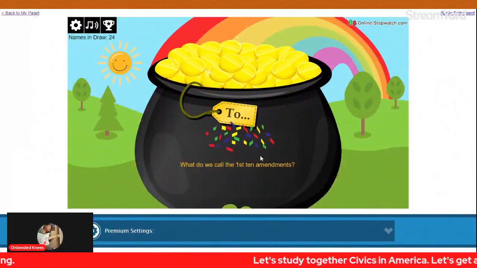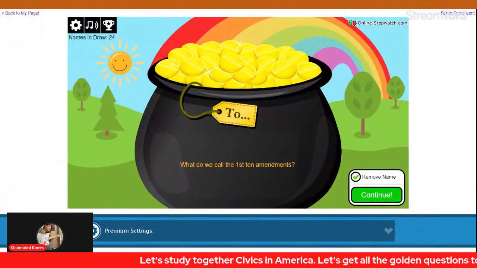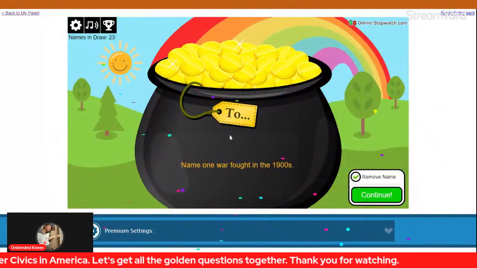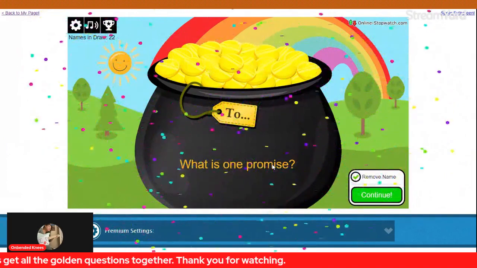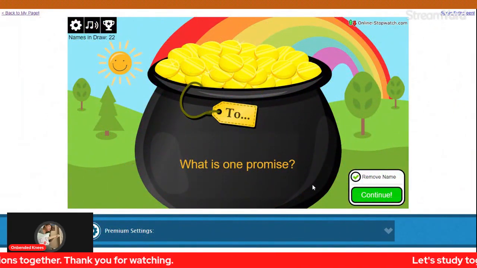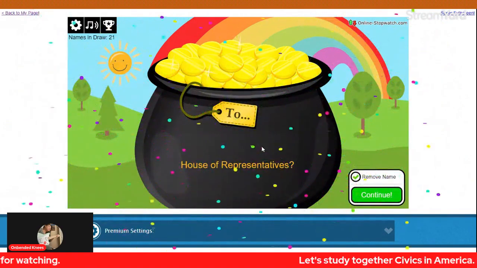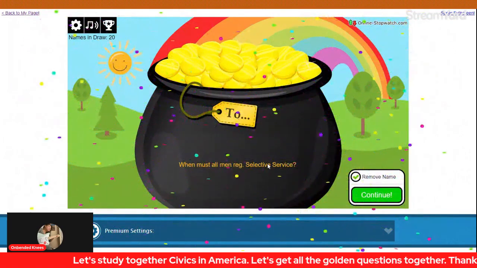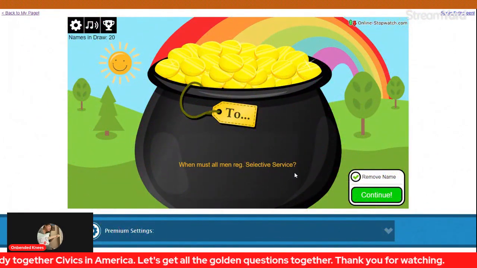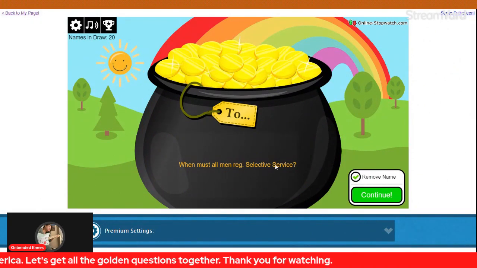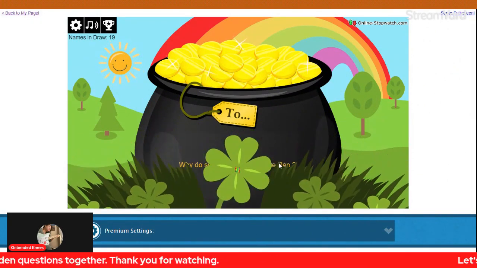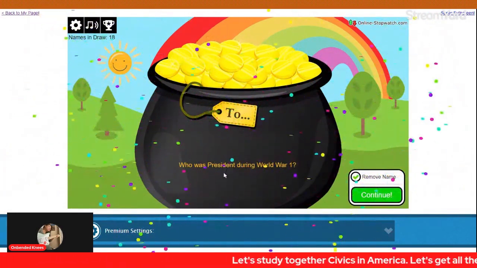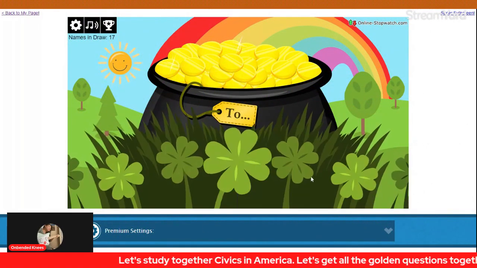Territory Guam. What do we call the first 10 amendments? Bill of Rights. 1900s, World War One. Become a United States citizen, to be loyal to the United States. How many voting members? 435. Register in selective service, age 18. More representatives, they have more people. World War One, Woodrow Wilson.